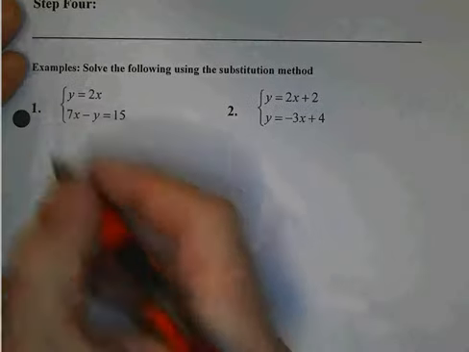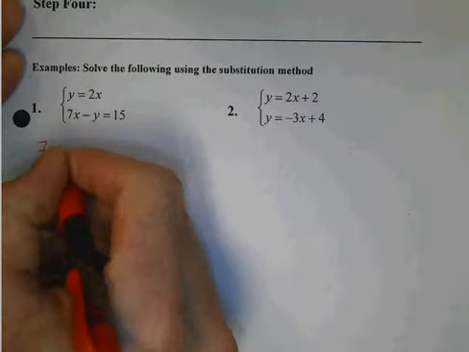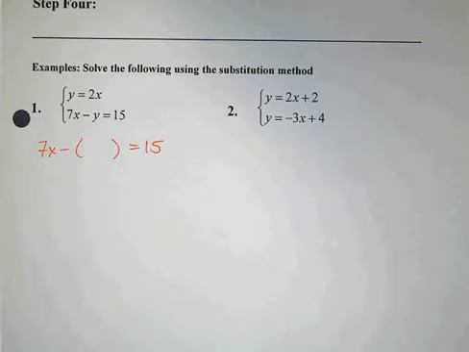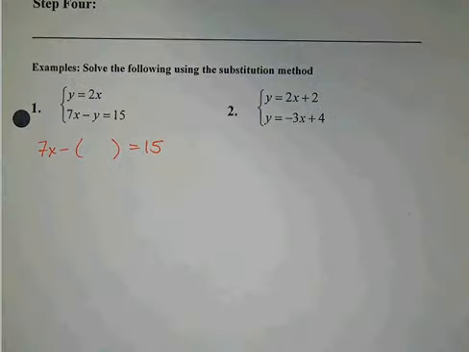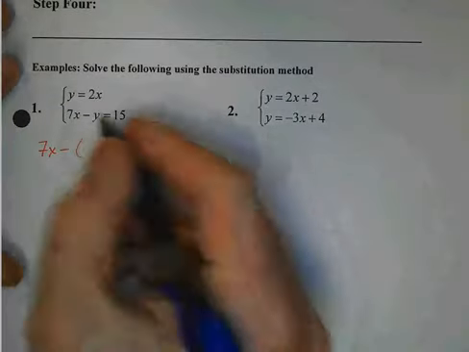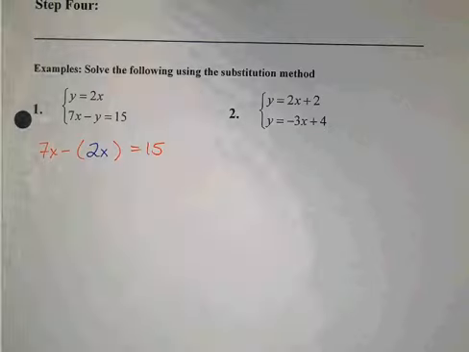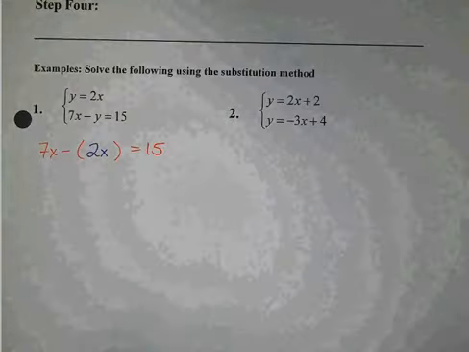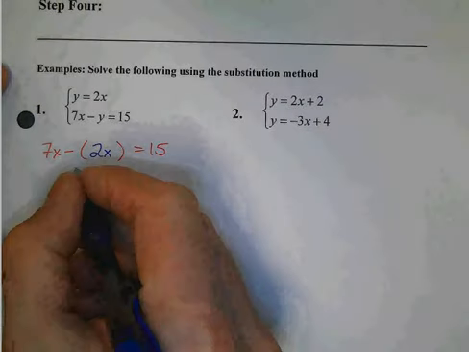So here we go. We have this equation 7x minus y equals 15. Now I replace the y with the parentheses. And once again, what does y equal? 2x. So what do you think I'm going to replace that y value with? 2x. And here's our purpose. I replace it with 2x, and now I have an equation with only one kind of variable. No longer do I have y's and x's, I just have x's. Is this easy to solve? Very. 7x minus 2x obviously is 5x.